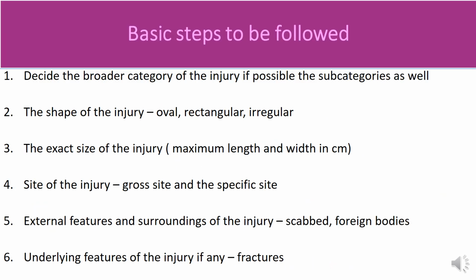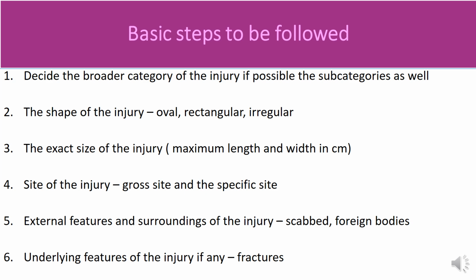What are the basic steps to be followed? First of all, you have to identify the broader category of the injury type. And then the shape of the injury: oval, rectangular, irregular. And then the exact size of the injury. Usually we take the maximum length and the width in centimeters, and then the site of the injury. In relation to the site, there are two things that we have to emphasize. First of all, you have to tell about the gross site, and then you have to describe the specific site.